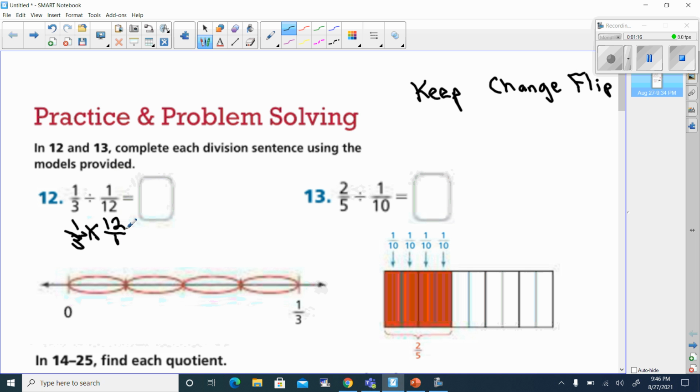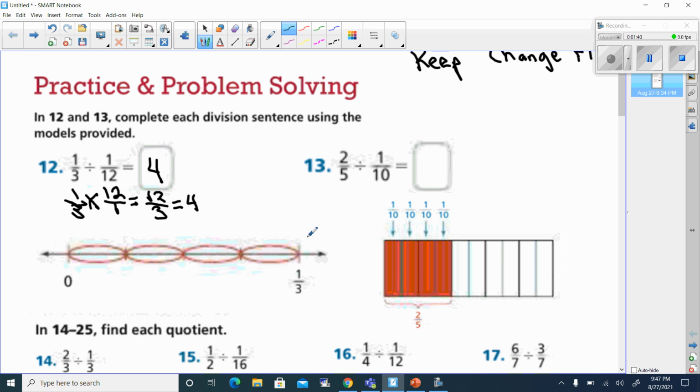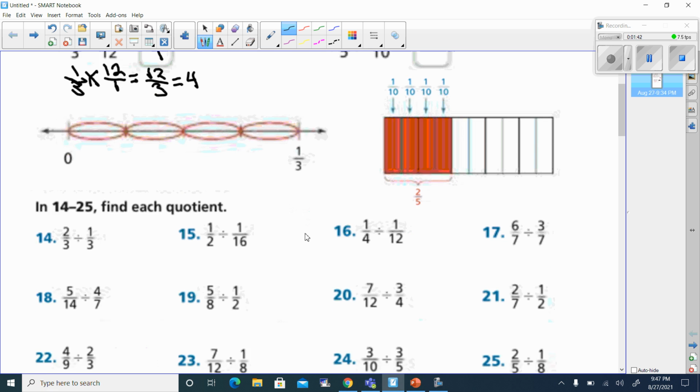Now we multiply the top number by the top, and the bottom by the bottom. And this will give us 12/3. Know that every fraction is a division problem, and this means 12 divided by 3, which is 4. All right, number 13 is for you to do, and I'm going to move on to number 14.